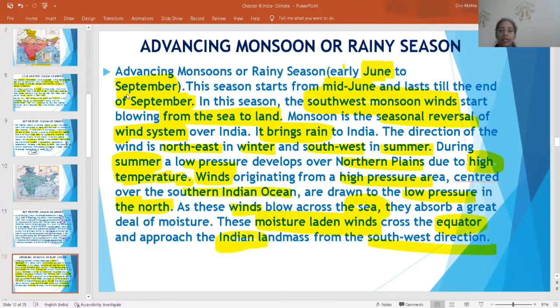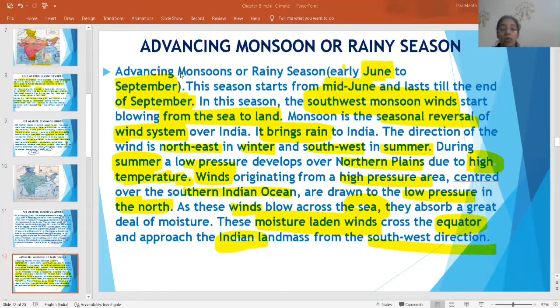Understood? The wind blows from the high pressure area in the South Indian Ocean to the low pressure area in the north. While blowing across the sea, the winds absorb a great deal of moisture. These moisture laden winds, laden meaning moisture loaded, cross the equator, reach India and start blowing in the southwest direction.